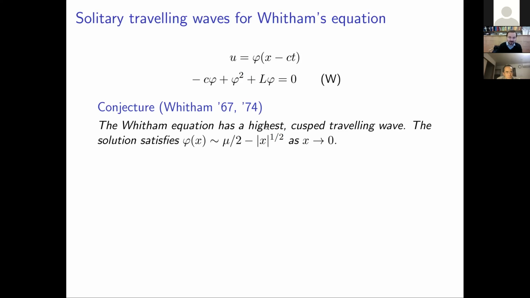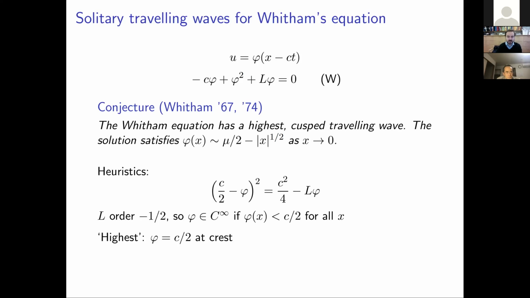I mean, if you ignore this square root and just had an absolute value of x, then you would get an angle, like in the full water wave problem. Okay, so he had some formal arguments for this, but it wasn't a rigorous proof. I can say some of the heuristics here. Sorry, this mu here should actually be a c, so that's a typo.